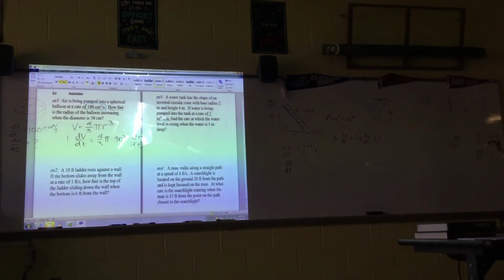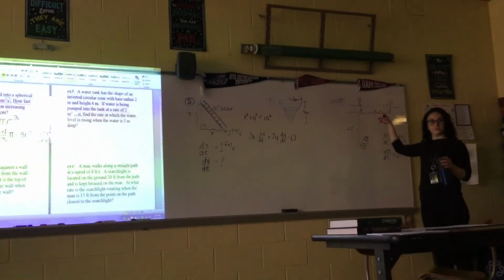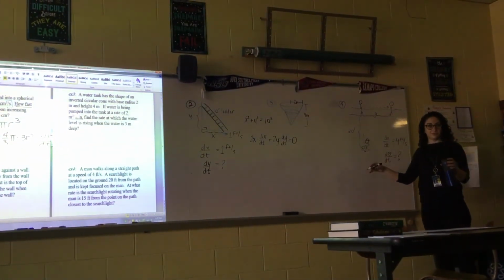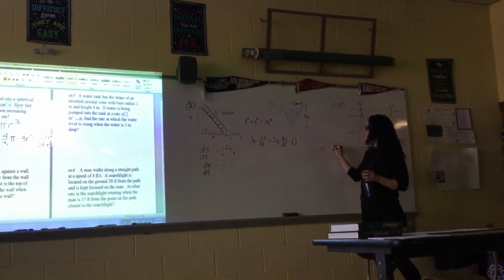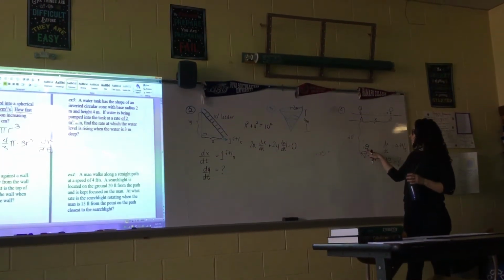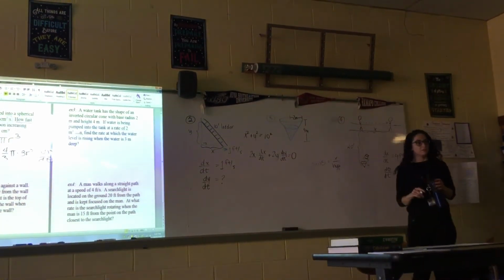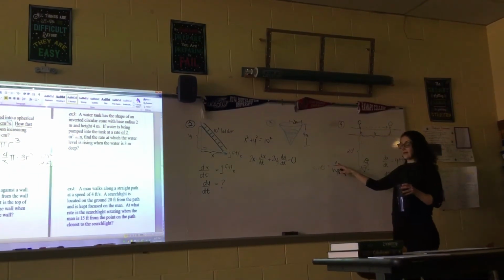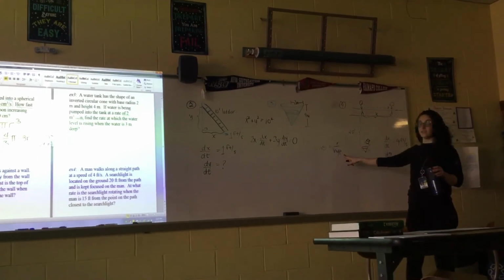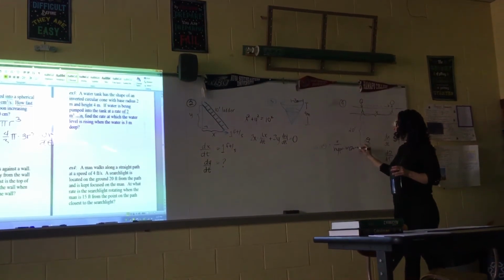For this one, I have an angle and a side. How do I relate an angle to a side? Some trig. If I take sine of theta, what would sine of theta be? X over my hypotenuse. Is that good for us? No. Why not? Well, x is a variable that I have some information about. Do I know anything about the hypotenuse? No, I know nothing about it. So that's not a good one for this particular problem.